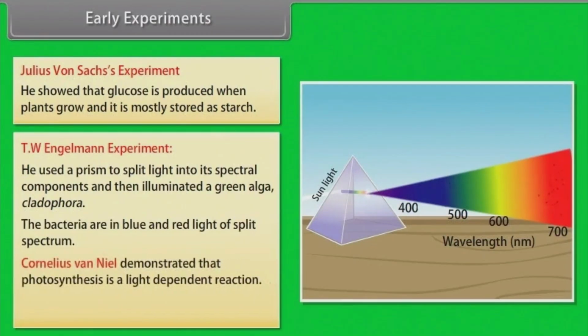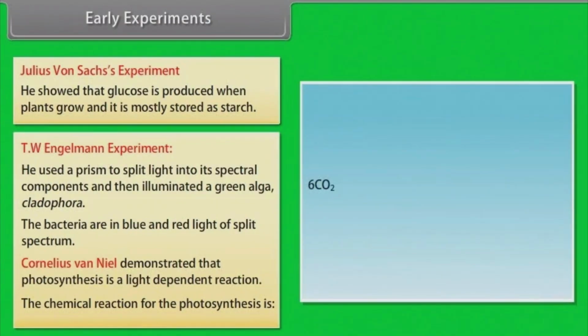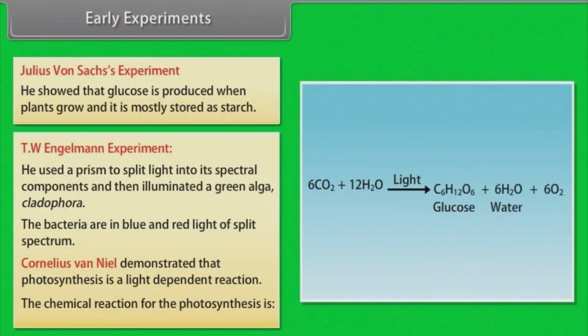Cornelius van Niel demonstrated that photosynthesis is a light-dependent reaction. The chemical reaction for photosynthesis is 6CO2 with 12 H2O in presence of light gives C6H12O6, which is glucose, with 6 H2O, which is water, and with 6O2, which is oxygen.